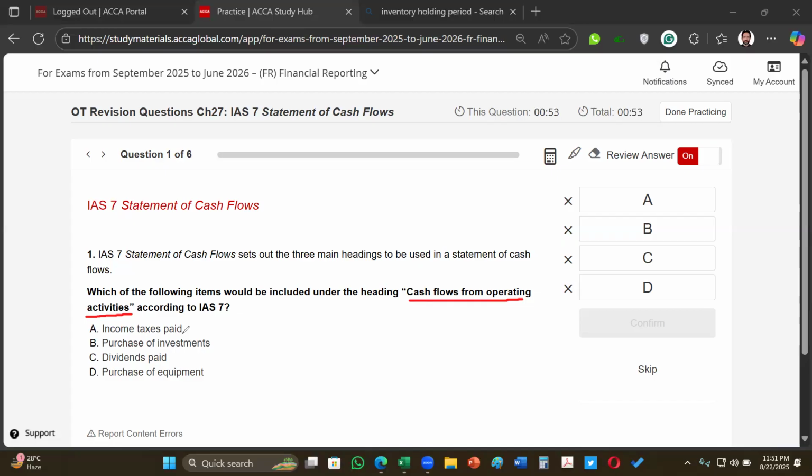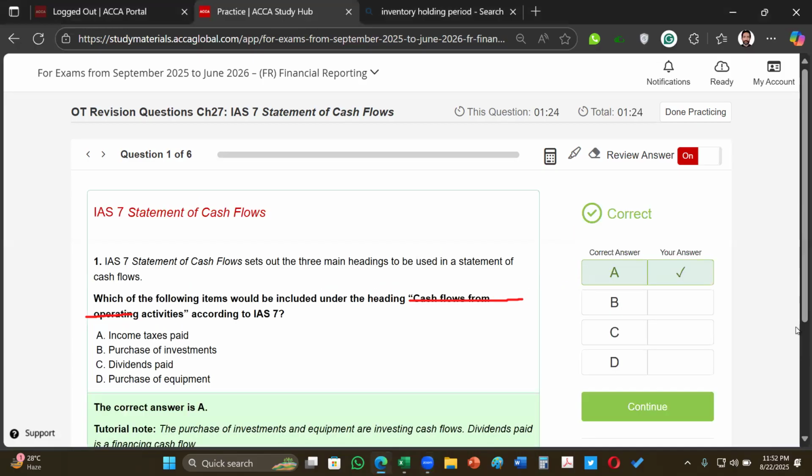Will anyone have a go at it? Okay, I've already got two responses. Income taxes paid. Exactly. The answer is A, because we're talking about the cash flow from operating activities. I also received a D option, which is related to the investing activities. When we purchase an equipment, we post it to the investing. So the answer is A. Very good. So let's clear the drawings before we move on.